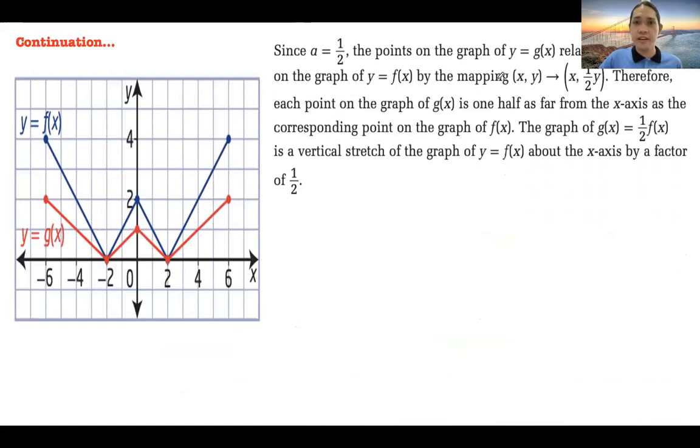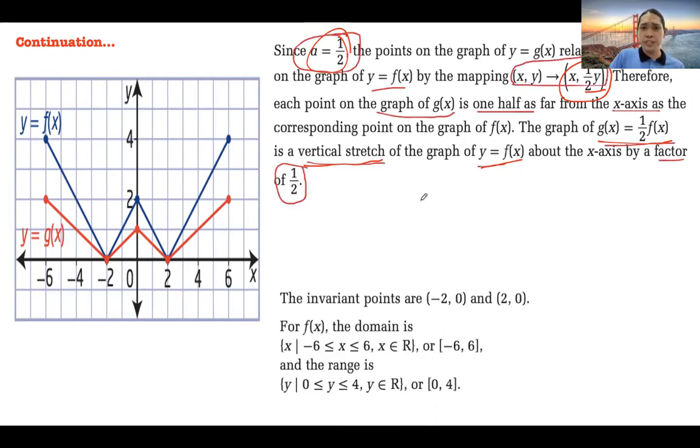As you can see there, your A is 1/2. So now we can have a mapping notation of (x, 1/2 y) as our formula, because we multiplied 1/2 to your y coordinates, since A is 1/2. Therefore, class, the graph of g of x is equal to 1/2 f of x is a vertical stretch of the graph of y is equal to f of x about the x-axis by a factor of 1/2.